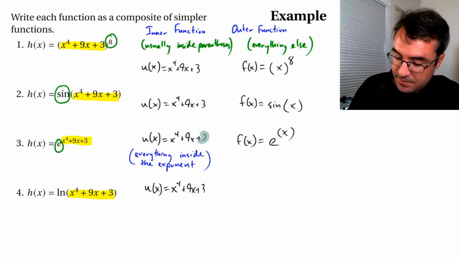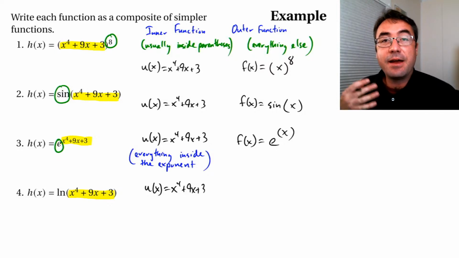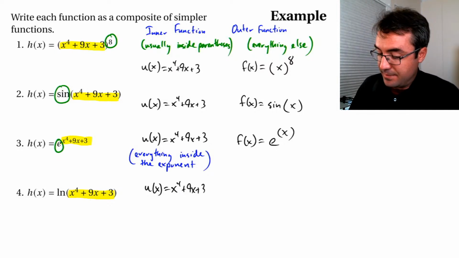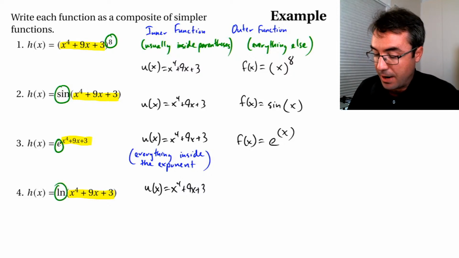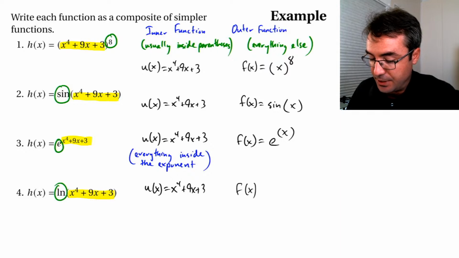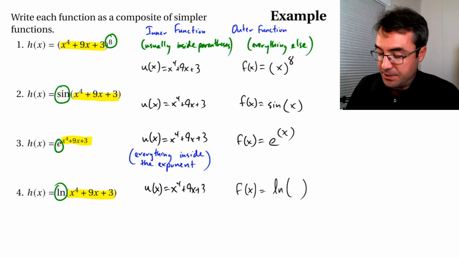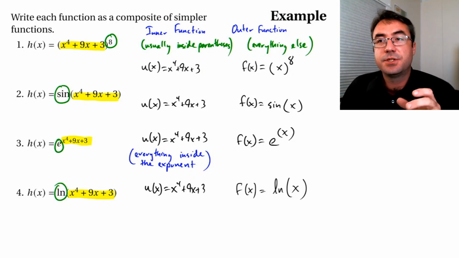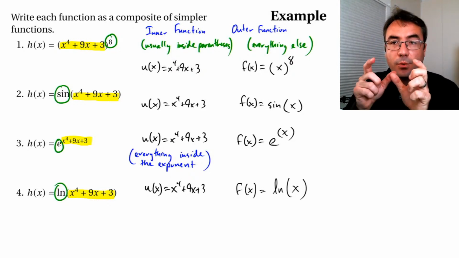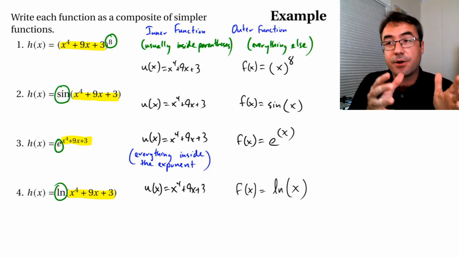And that one up here is a 3. And then everything else is our outer function. So the natural log here, that's going to be our outer function. It's outside. It's the last thing we do. So it'll be the natural log of whatever. And we want to give it a variable, so let's put an x in there. And so that's just another example of breaking apart a composite function into two simpler functions, an inner and an outer.